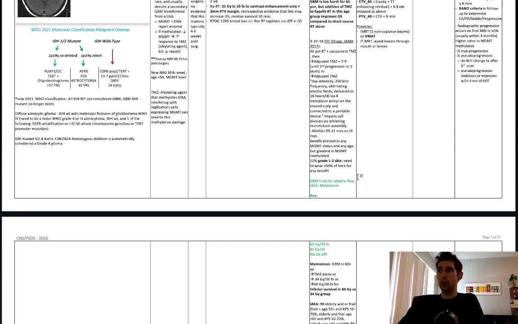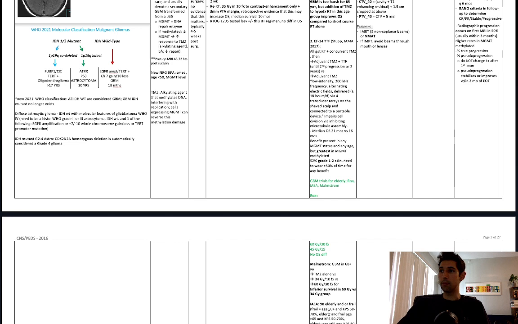GBM trials for the elderly: ROA, IAEA, Malmstrom. ROA looked at the role of 60 and 30 versus 45 and 15, and found no overall survival difference. Malmstrom looked at GBM in patients 60 years or older. These patients got TMZ alone, 34 and 10 fractions or 60 and 30 fractions. There was inferior survival in the 60 gray versus 34 gray group. So the higher dose with Malmstrom actually caused worse survival.